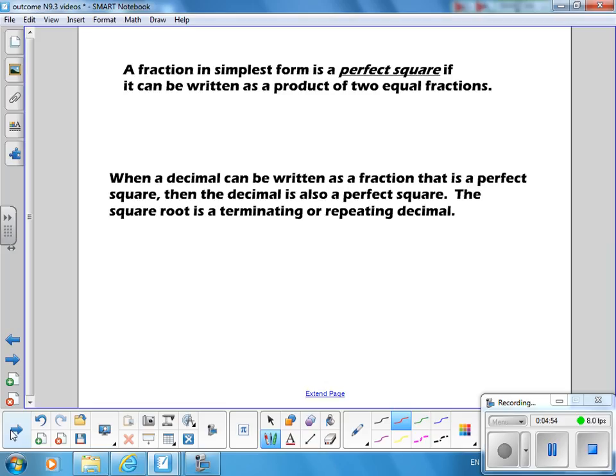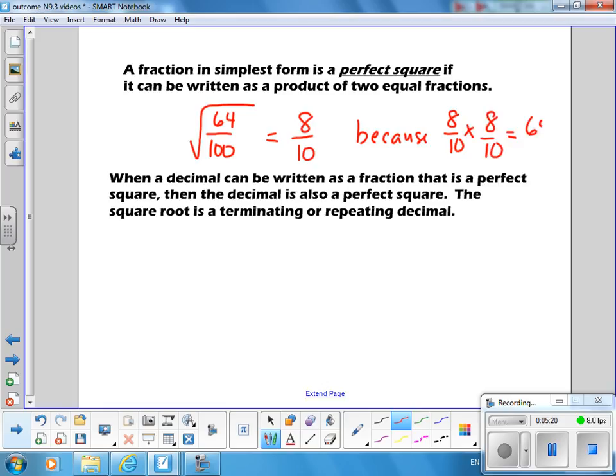A fraction in simplest form is a perfect square if it can be written as a product of two equal fractions. So that's what we just finished doing. We were able to show that the square root of 64 over 100 is 8 over 10 because 8 over 10 times 8 over 10 equals 64 over 100. So we were able to write it as the product of two equal fractions. 8 over 10 and 8 over 10 are equal.